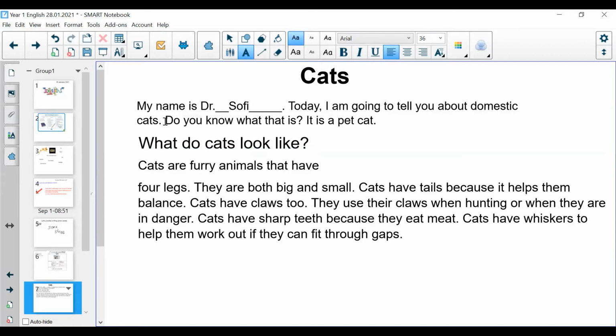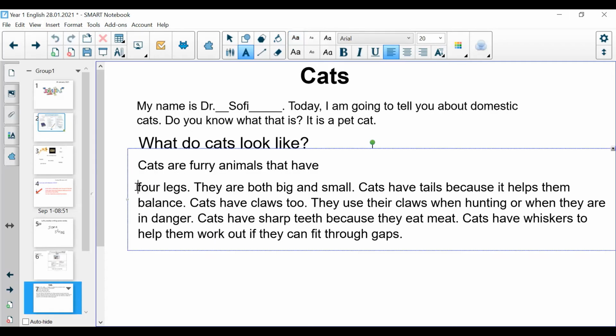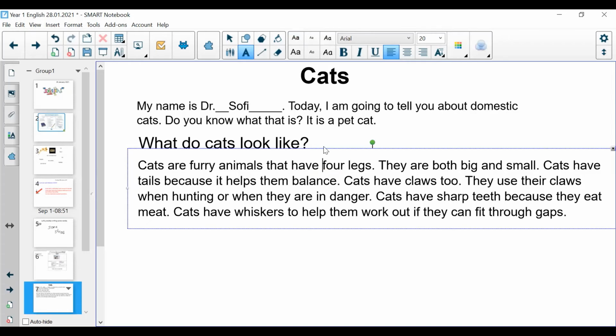So let's read from the beginning. My name is Dr. Sophie. Today I'm going to tell you about domestic cats. Do you know what that is? It is a pet cat. So what do cats look like? Can you spot any features of non-chronological reports there? Well done. There is a heading for my paragraph, a subheading.